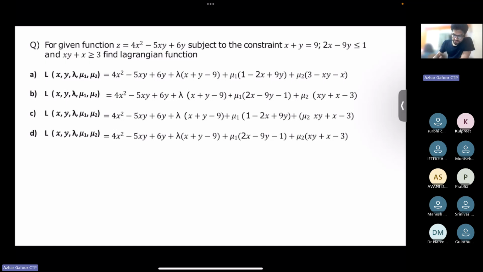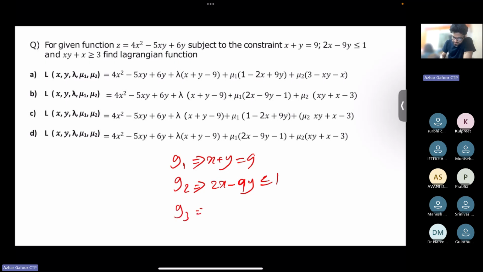So here, what are the constraints we have? G1 is x plus y equal to 9. Then G2 is 2x minus 9y less than or equal to 1. Then G3 is xy plus 3 greater than or equal to 3.